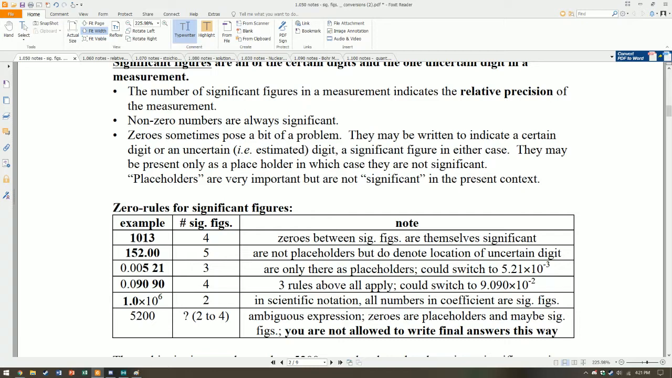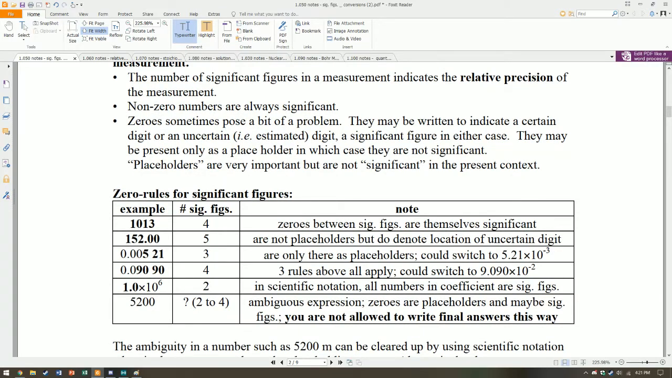These zeros count because they denote the level of precision in the number. So here, this is the uncertain digit, whereas here, since this is the last digit, these two zeros aren't significant. The easiest way to determine if something is significant or not is to switch it to scientific notation, because the base is always reported to the accurate number of significant figures. A bit of an ambiguous case is 5200. These could be placeholders, or they could be denoting the uncertain digit. You cannot write numbers this way.